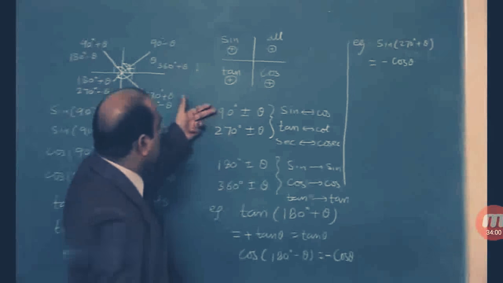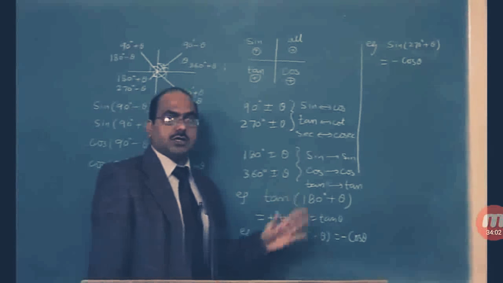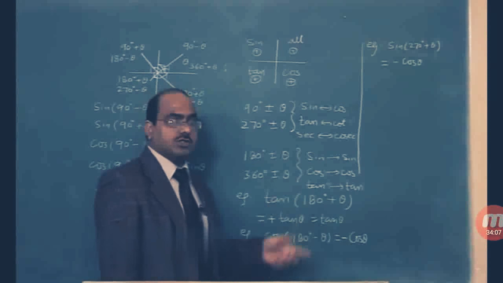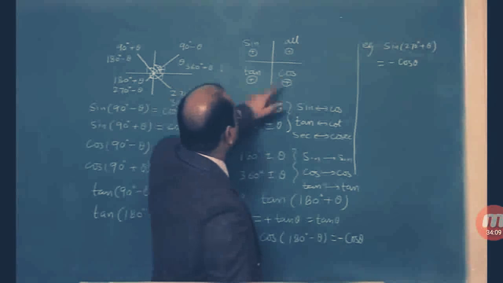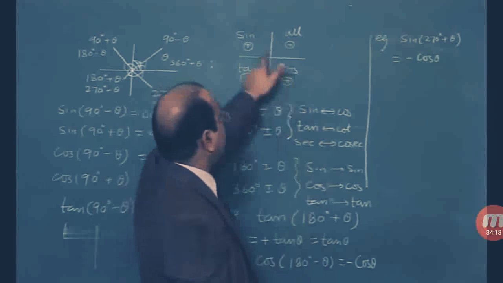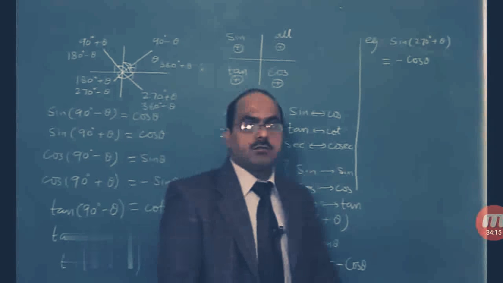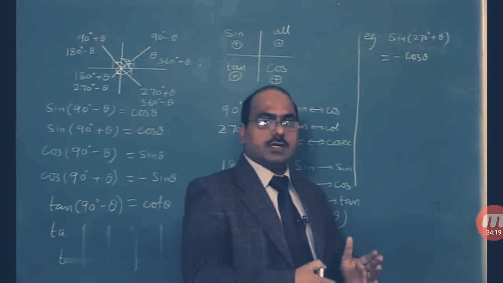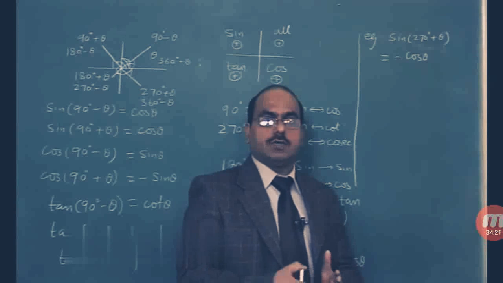In case of 90 and 270, we have to change sine into cos, cos into sine, etc. But in case of 180 and 360, they do not change. The only thing remaining is the sign of the result, plus or minus. It will be according to the quadrant. Now these rules are applied to find the values of angles greater than 90.